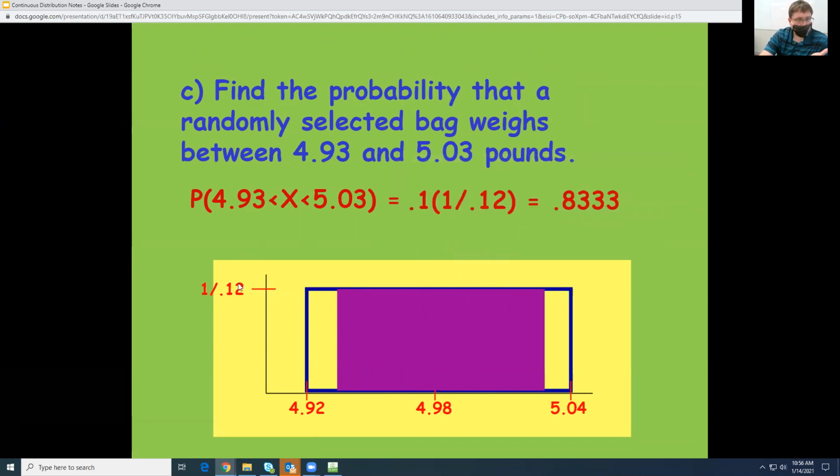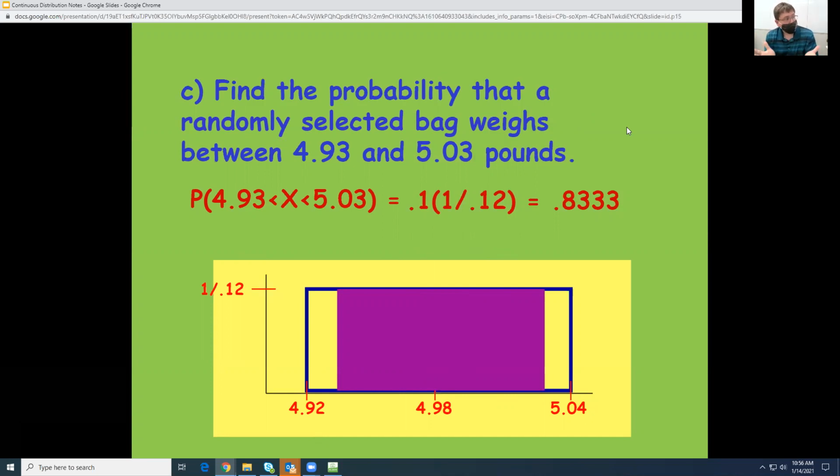Again, does the height ever change on this? Nope. It's still 1 divided by 0.12. So I multiply those things. 83.33% of the data is between those two values. So I'm likely to find that many bags, percentage-wise, that weigh between that and that, if their original average and everything is accurate and true.